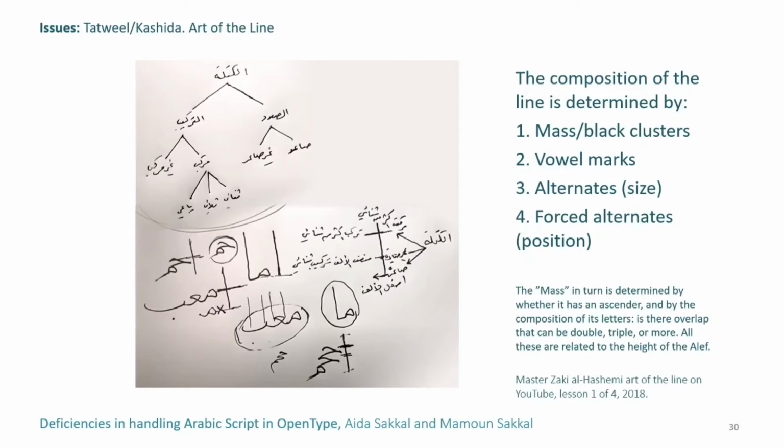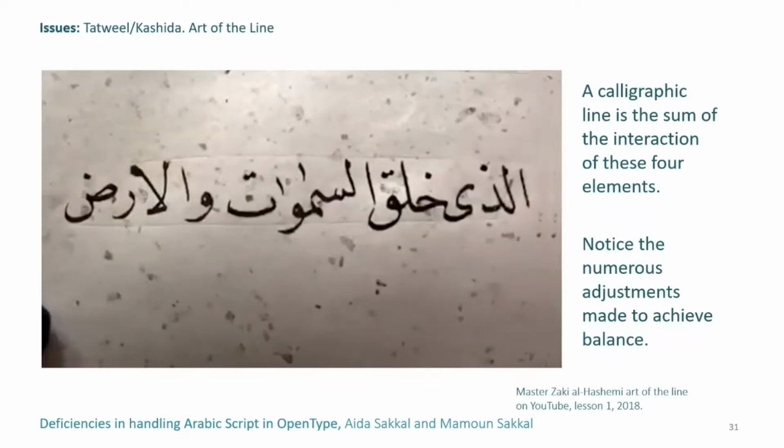These are alternates that may be required to adjust the position of the line or the height of the line, depending on what letters are already written and what may come following. So if we take a calligraphic line by Master Zaki al-Hashimi, you can see that there are many adjustments, many minute small adjustments that are made to several of these letters.